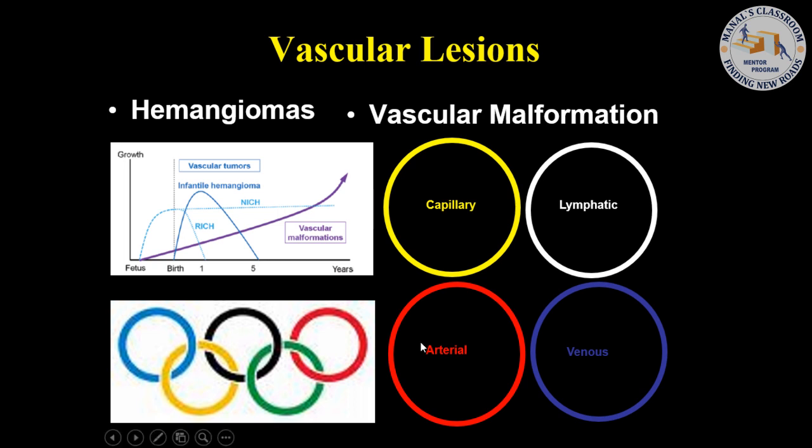So in summary, what I wanted to do was talk about hemangiomas, and remember the difference between infantile and congenital and the natural progression. We talked about the different types of vascular malformations, and then if you remember this like the Olympic rings, you'll always be able to identify the more complex types of vascular malformations.